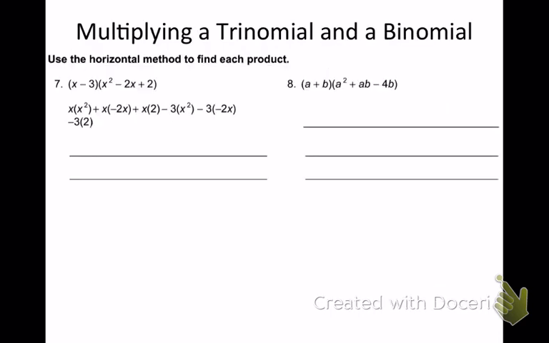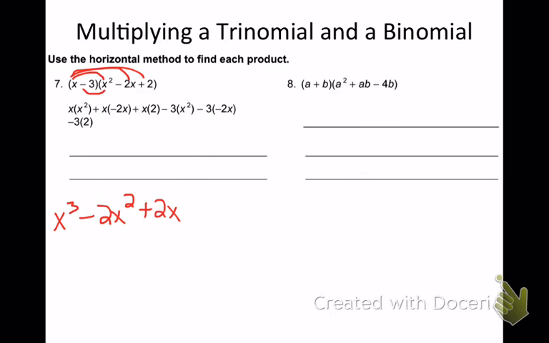So let's try number 7 here. I'm going to use the horizontal method to distribute here. So I'm going to take the x times everything first. What's x times x squared going to give me? X to the 3rd. Then I'm going to take x times negative 2x. That's going to get me negative, what's x times 2x? 2x squared. Then I'm going to take x times 2, and that's going to get me 2x.